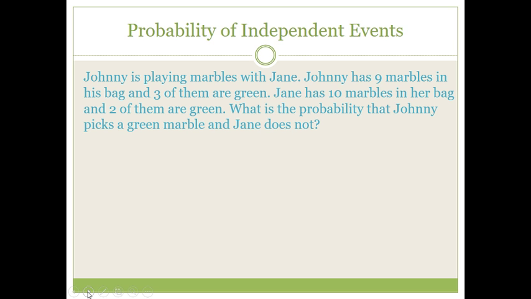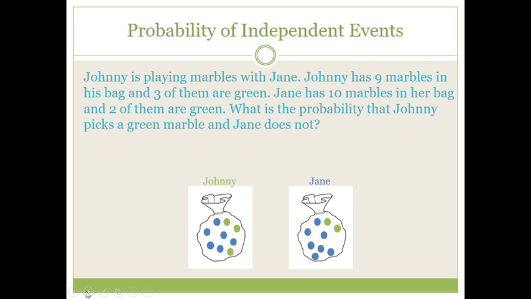So one useful tool when you're solving these types of problems is to draw a picture. So I'm going to draw that out for you. Here's a picture of the bag of marbles that Johnny has, and here's a picture of the bag of marbles that Jane has. See if you can use that to calculate the probability that Johnny picks a green marble from his bag, and then Jane reaches into her bag and she doesn't pick a green marble.